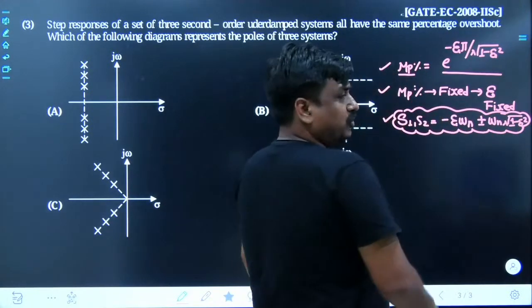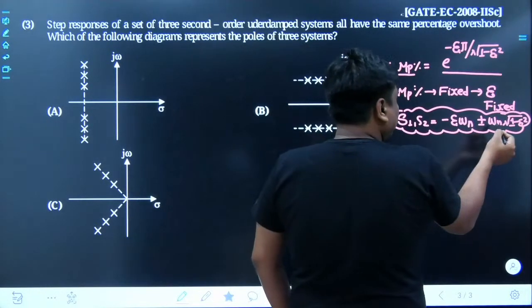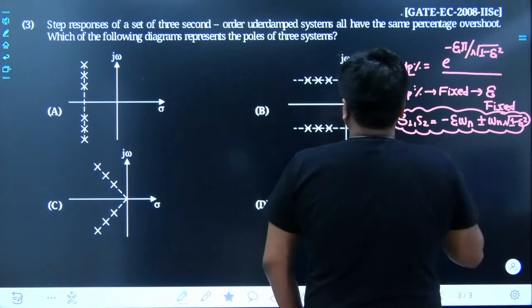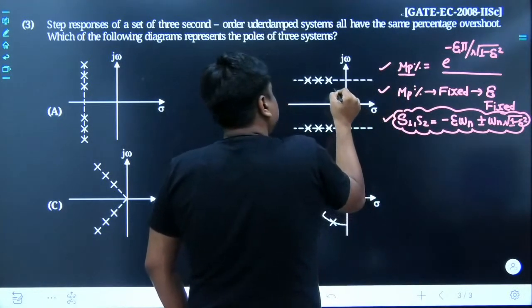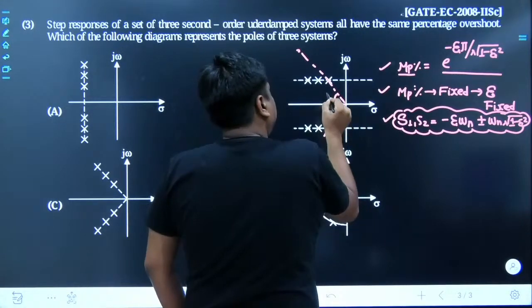What we are going to do over here, just try to understand. Let's take the ratio between the imaginary part and the real part. I have extended a line and we are seeking the angle theta.